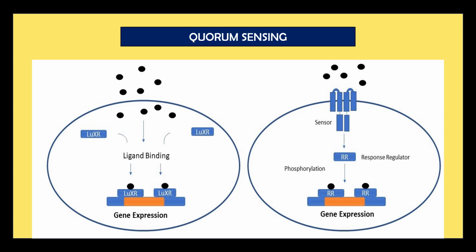AHL freely diffuses out of the cell and accumulates in the environment. When the cell density increases, the concentration of AHL also increases. So the greater concentration of AHL flows back into the cell and activates high-level transcription of luxI and other genes whose products are needed for bioluminescence.